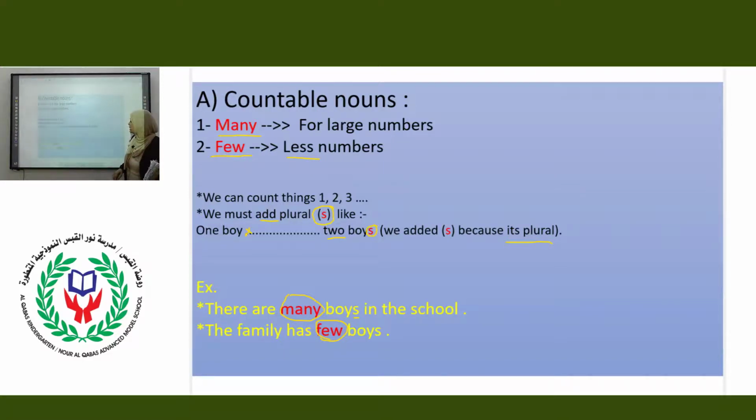This is a countable noun. We can count them, and when we count, we must put s on the noun. And for a large number, we use many, and for a smaller number, we use few. Many boys, few boys.